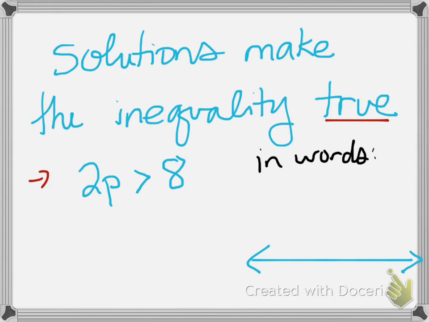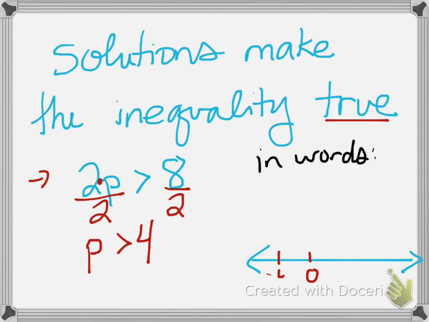Okay, we have 2p is greater than 8. I see multiplication, so I'm going to do the inverse. I'm going to divide. Same process we use for equations, but now we don't have an equal sign. We have an inequality sign. So p is greater than 8 divided by 2 is 4. So on a number line, if this was 0, here's negative 4, here's positive 4, positive 8, and on, p would be greater than 4. So 5 would work, 6 would work, 7 would work, 0 would not work.